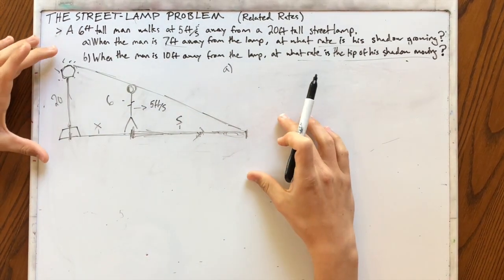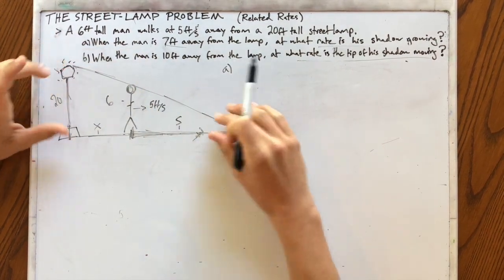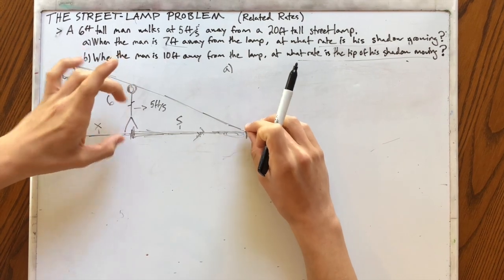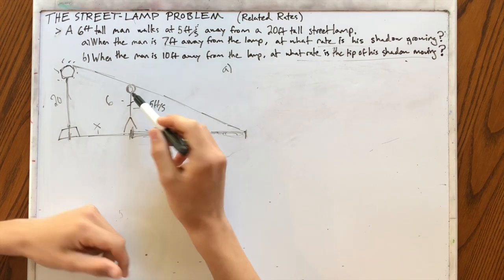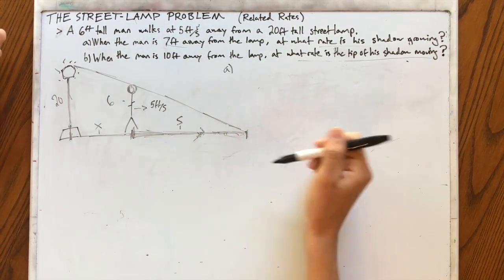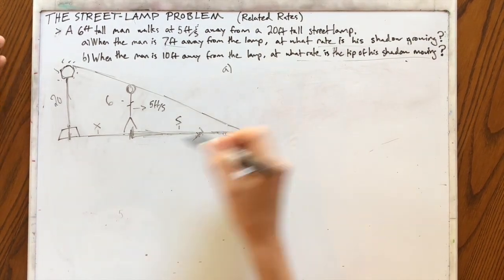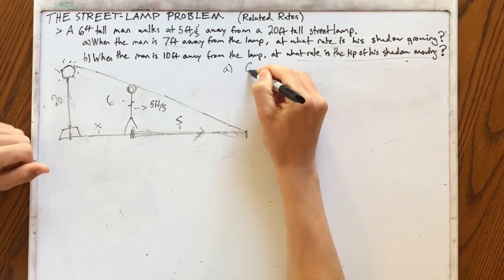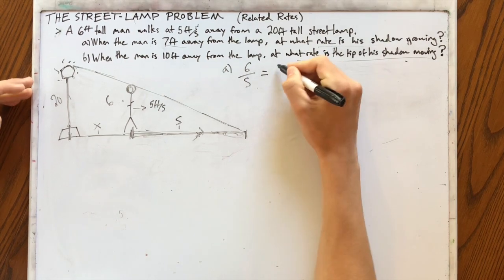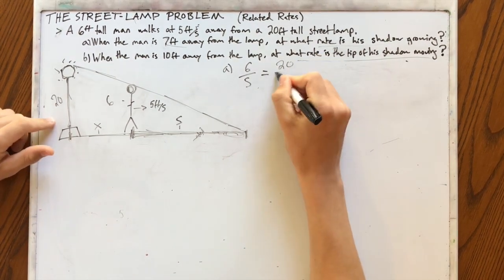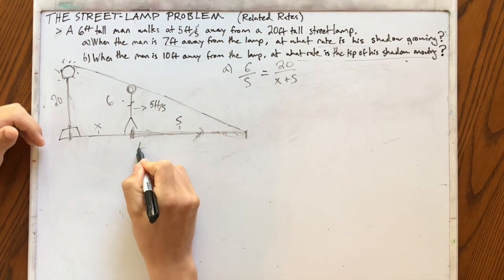However, we know that these are two similar triangles, actually. If you look within the big triangle made by the street lamp, there's also the smaller triangle made by the man, and all the angles are exactly the same. You have 90, and of course this is the same angle, so this one has to be the same. So when that happens, we have a proportional ratio: 6, the height of the man, is to S, as 20, the height of the street lamp, is to X plus S. This entire distance, we'll call it L when I'm just referring to it.